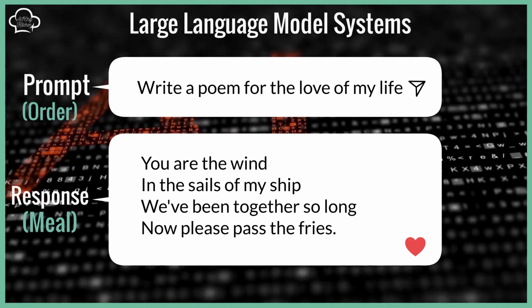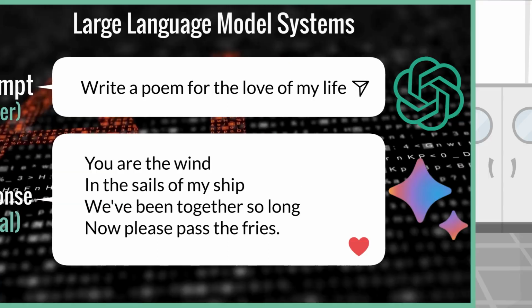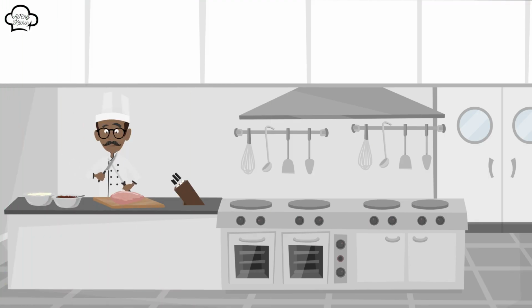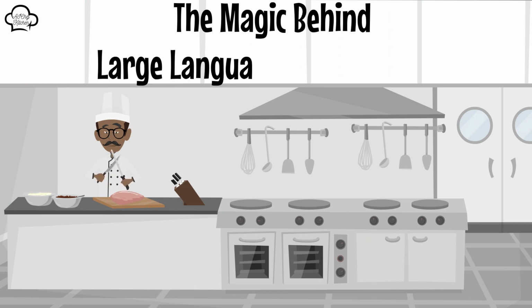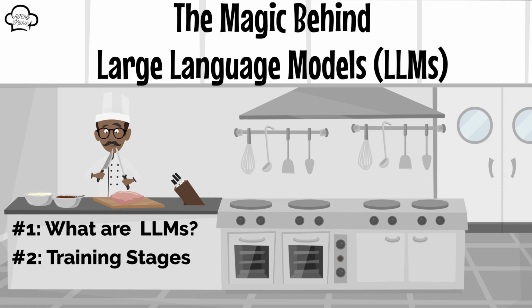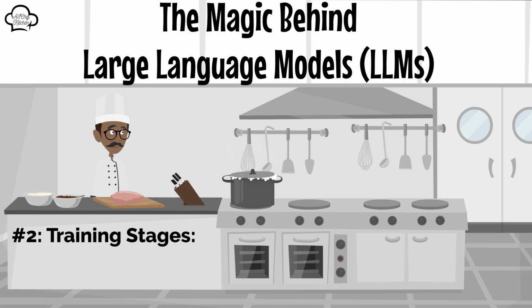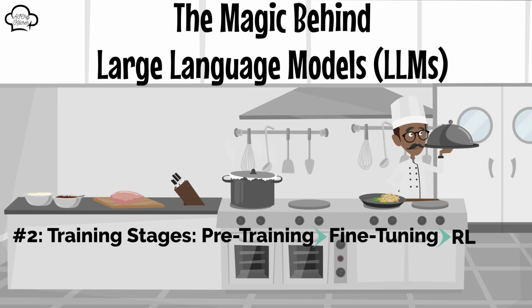But how do systems like ChatGPT or Bard generate new text so fast? Let's find out together in this cooking series titled The Magic Behind Large Language Models. First, we'll explain what LLM stands for. Then, we'll look into how they are trained, from pre-training to fine-tuning and to reinforcement learning.